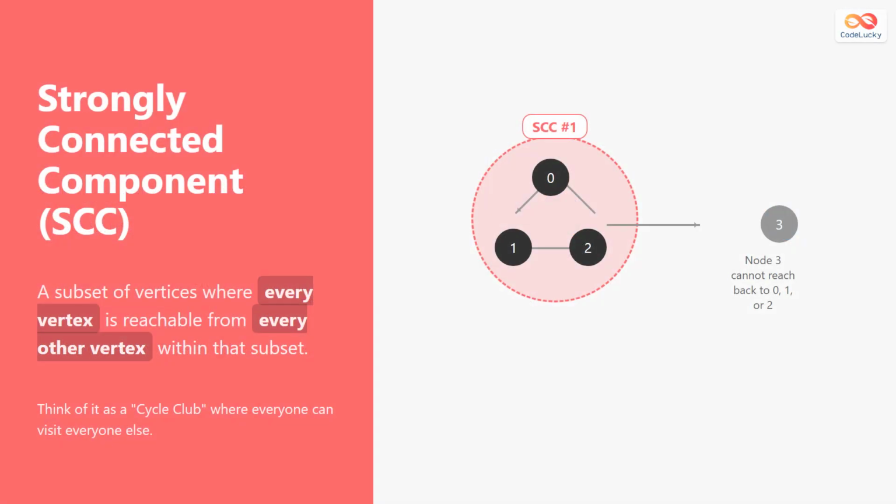So, what exactly is a strongly connected component, or SCC? It is a specific group of nodes within a graph where every single node can reach every other node in that same group. Think of it like a tight-knit community or a cycle where everyone can visit everyone else without leaving the group.